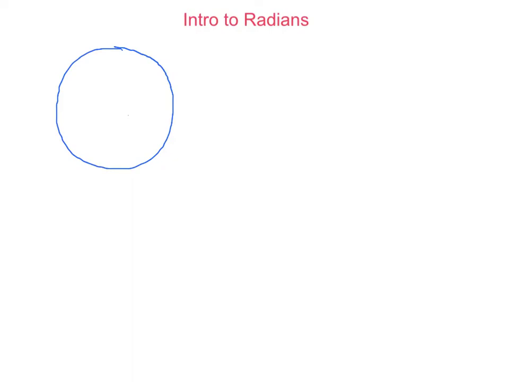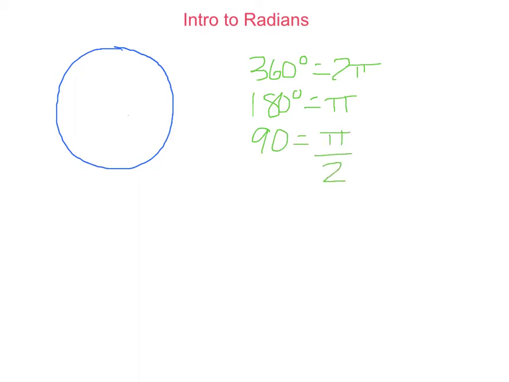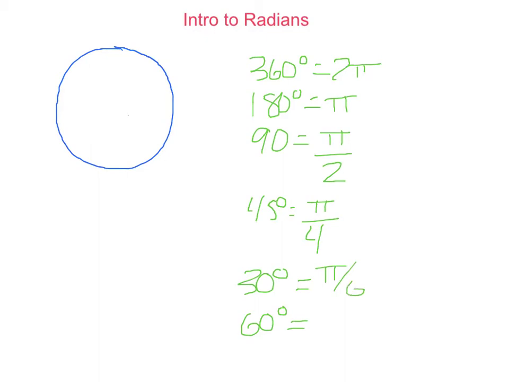So to recap, right now we know 360 degrees is 2 pi. 180 degrees is pi. 90 degrees is pi over 2, which makes sense. 45 degrees is pi over 4. Push pause for a second to figure out 30 and 60 degrees. Okay, so 30 degrees, if you reduce your fraction all the way, is going to be pi over 6. And 60 degrees is going to be pi over 3.